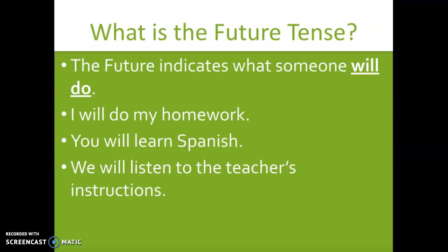What is the future tense? The future tense is a tense that will say what you are going to do in the future. In other words, the future indicates what someone will do. Okay? I will do homework. You will learn Spanish. We will listen to the teacher's instructions. It tells what someone will do in the future.